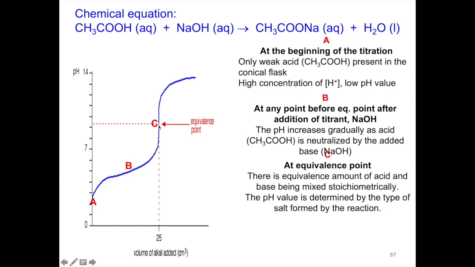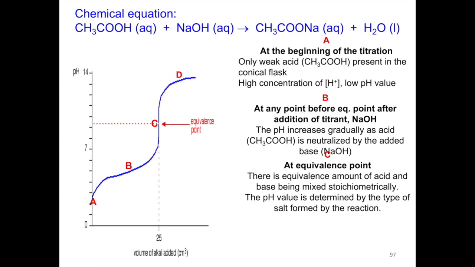The pH value is determined by the type of salt formed by the reactions. So what's the type of salt that is formed by these reactions? Look again at the titration. It is between weak acid and strong base. We get CH3COONa as a salt. This salt is a basic salt, so the pH of the equivalence point is more than 7.